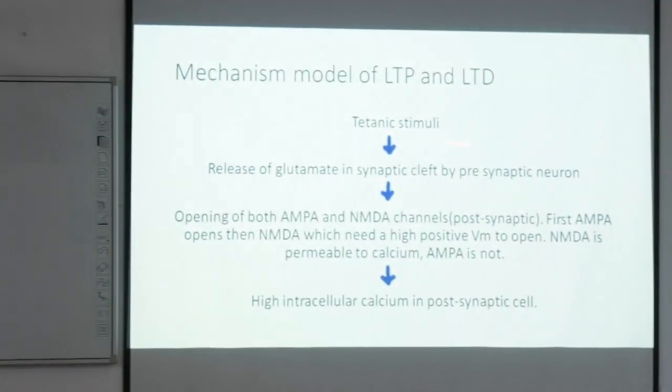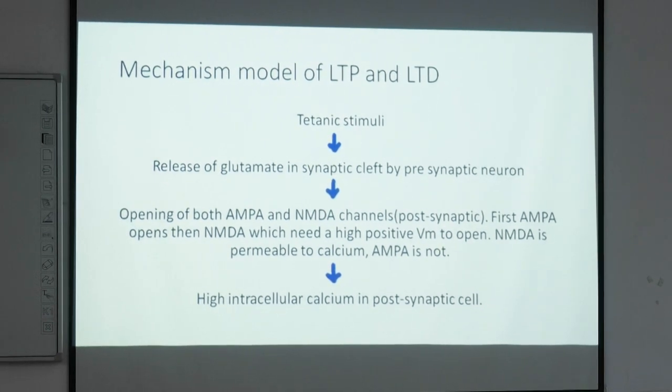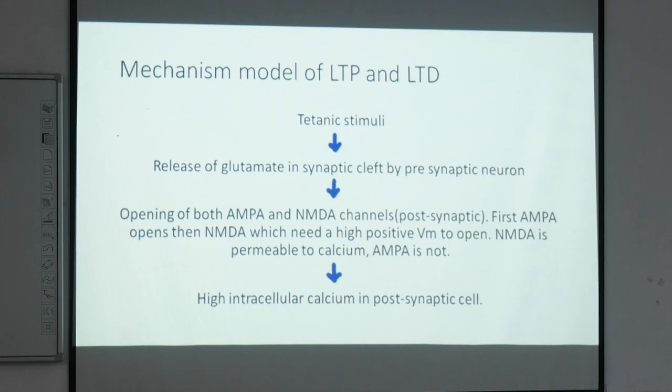So glutamate is released in the synaptic cleft by the presynaptic neuron. Initially AMPA opens, then NMDA, which needs a high positive membrane potential to open. This is important: always AMPA opens first, then NMDA. Both are cation channels and may pass sodium and calcium. NMDA is permeable to calcium, and AMPA is usually for sodium. So now there is high intracellular calcium in the postsynaptic cell.